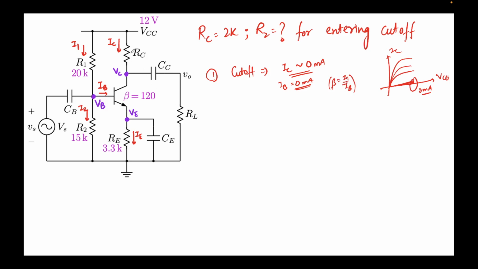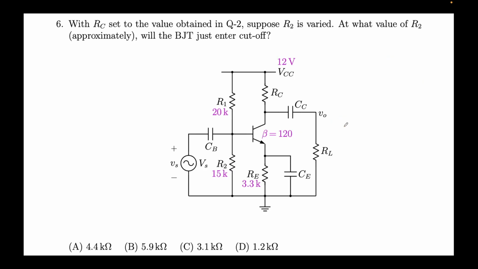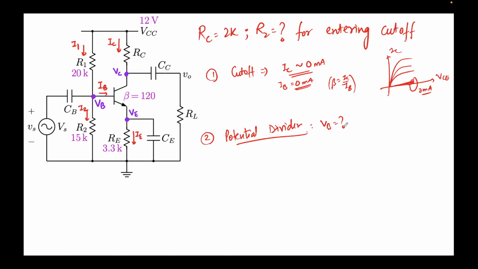Now all the currents that we talk about will only be flowing in this loop, where you see I1 and I2 flowing, right? So what I'll try to do is, using the potential divider, we try to find the value of VB. Okay, so let's try and do that. We try to find the value of VB.